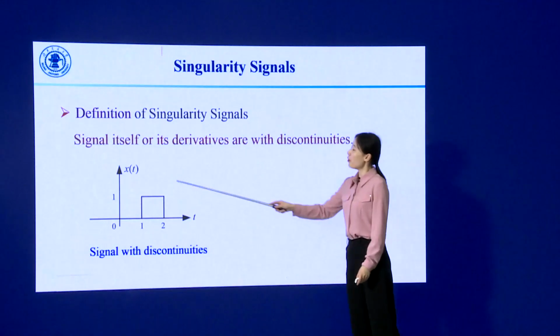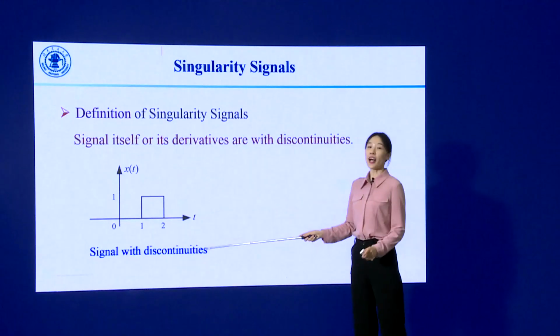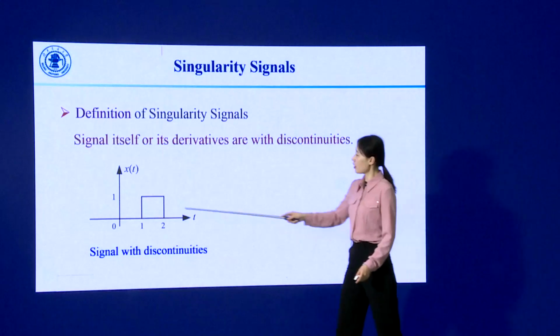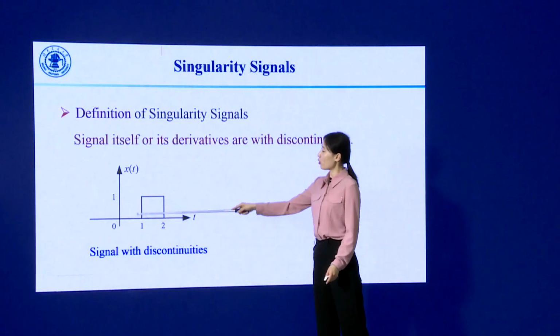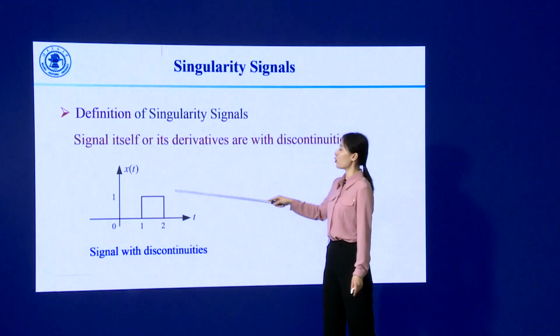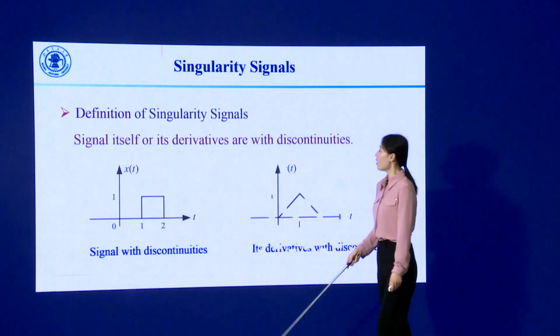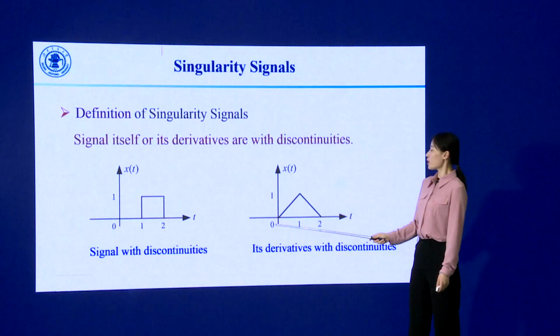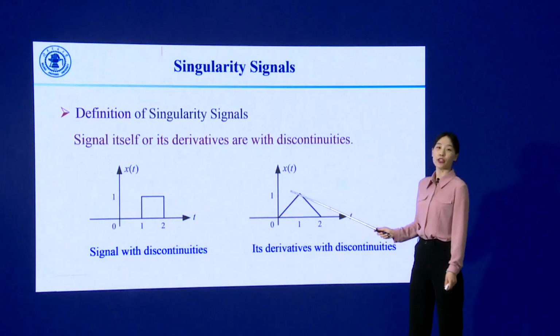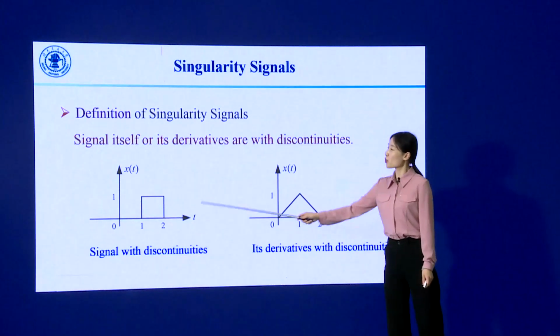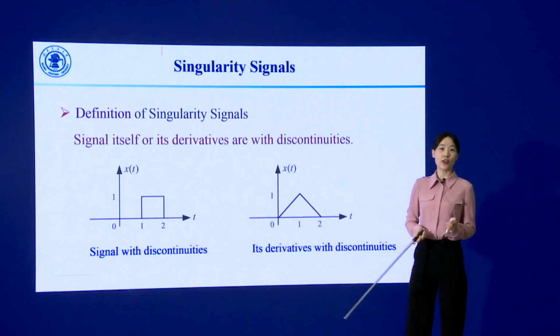For example, for this signal, it has discontinuities at t equals 1 and t equals 2. There are two discontinuities. For this signal, its derivative has discontinuities. Thus, these two signals are both singularity signals.